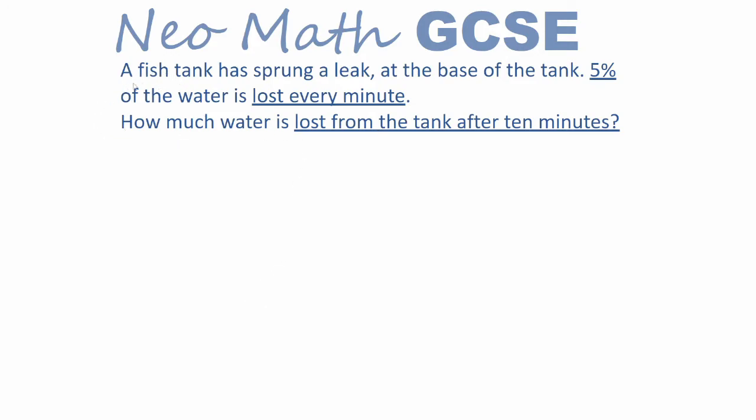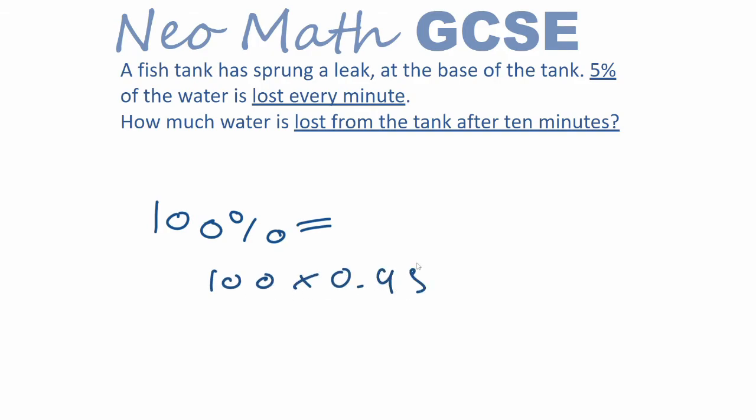Next, this is a tad bit of problem solving here. So a fish tank has sprung a leak. At the base of the tank, 5% of the water is lost every minute. How much water is lost from the tank after 10 minutes? So 100% of the tank is there at first, and it's a percentage decrease question if you couldn't tell. So we're going to do 100 times 0.95, and after 10 minutes, instead of years this time we've got minutes. So 10 minutes here, because it loses 5%, so that's a 5% decrease multiplier every 10 minutes.